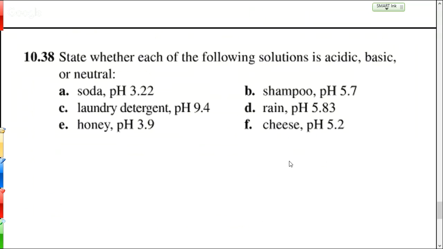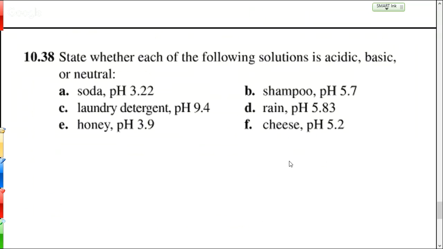So we've got acidic, basic, or neutral. Soda, 3.22. Acidic, yeah. Shampoo, 5.7. That's going to be on the acidic side. Laundry detergent at 9.4. Basic. Rain, 5.83. Acidic. Honey, acidic. And cheese is acidic, yeah.